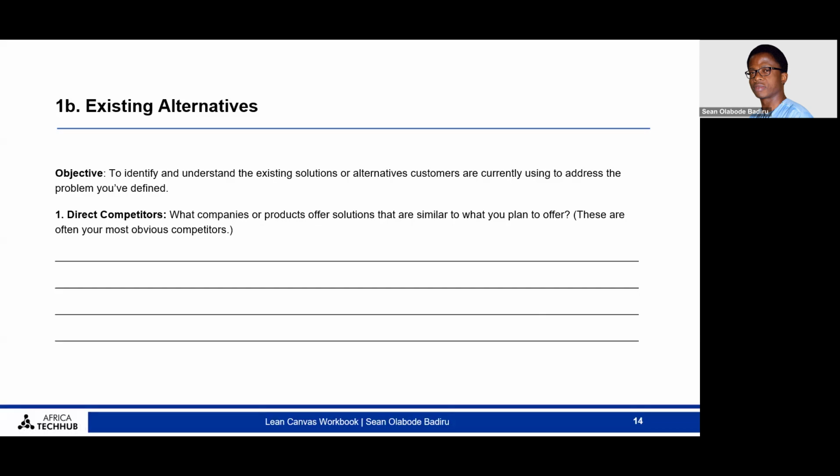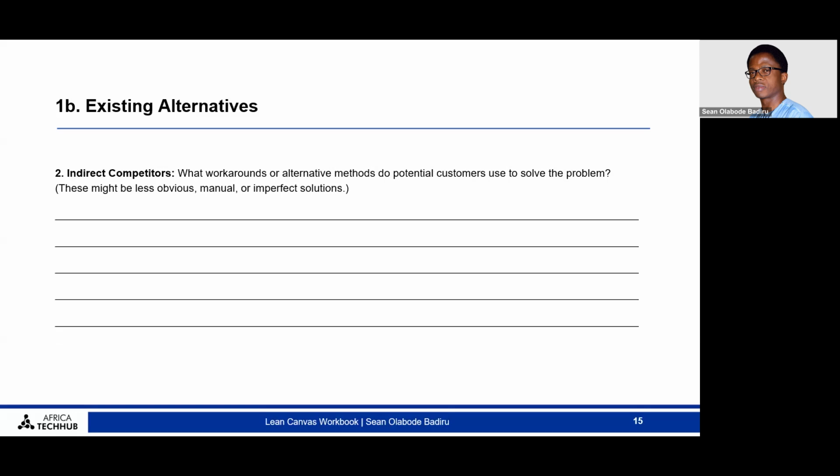T-sheets, Clockify, Deputy, all of these time tracking and attendance software that businesses are already using. So number two, indirect competitors. So if the customers don't have resources to engage these high-end solutions, what are the alternatives? What are the workaround alternatives that your potential customers use to solve the problems?